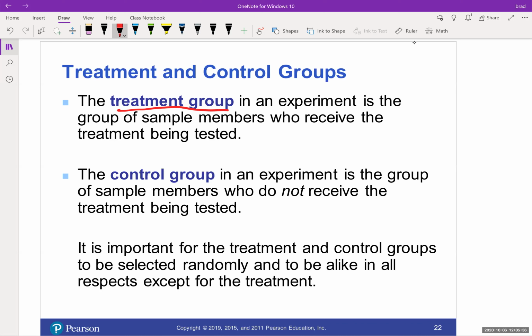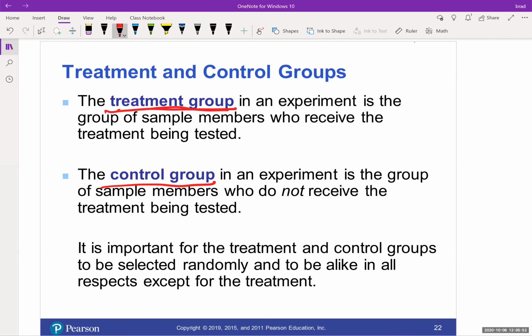It doesn't always have to be medication. The treatment for a class could be people that attended a review session versus people that did not. So the control group in that case would be the people that did not attend the review session, and the people that did attend the review session would be the treatment group.